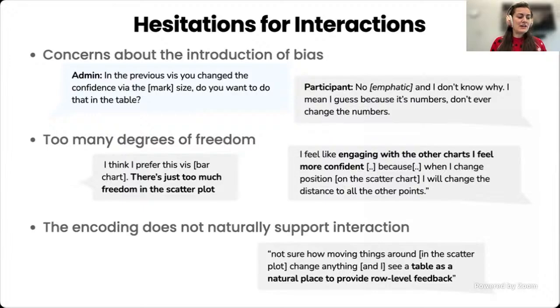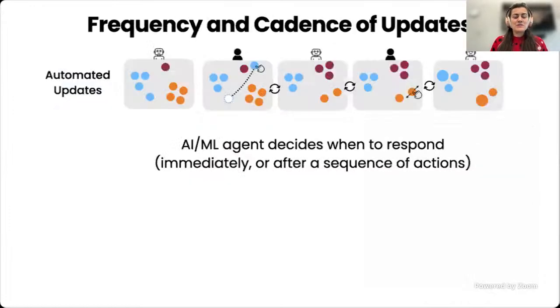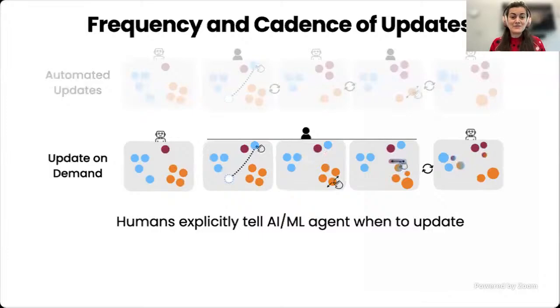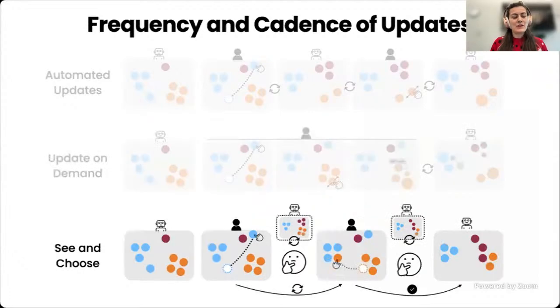So reasons they didn't interact were because they were concerned about introducing bias, because they felt there were too many degrees of freedom and it was overwhelming, or because the encoding didn't naturally support interaction. They also let us know about the cadence and the frequency of updates, whether they wanted the AI agent to decide for them, whether they wanted to perform a series of tasks and then tell the agent, hey, update the result, or whether they wanted more of a speculative execution kind of framing, where they could see what the AI agent was doing and then decide whether they wanted to act on that decision or whether they wanted to continue to do some interactions and give more information to the model.